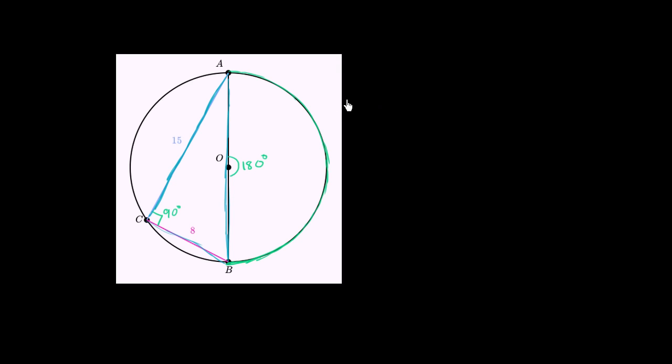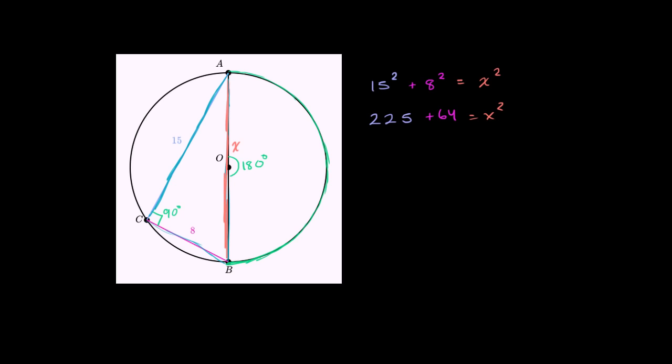15 squared plus 8 squared is going to be the length of side AB squared. So let me just call this side right over here x. That's going to be equal to x squared. So 15 squared, that's 225. 8 squared is 64. Plus 64 is equal to x squared.